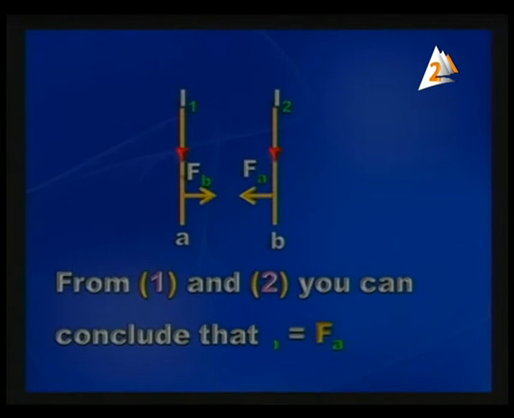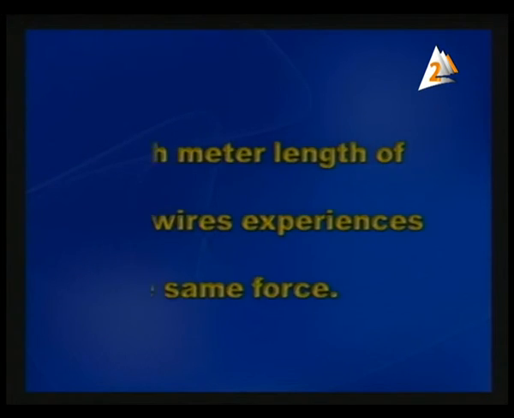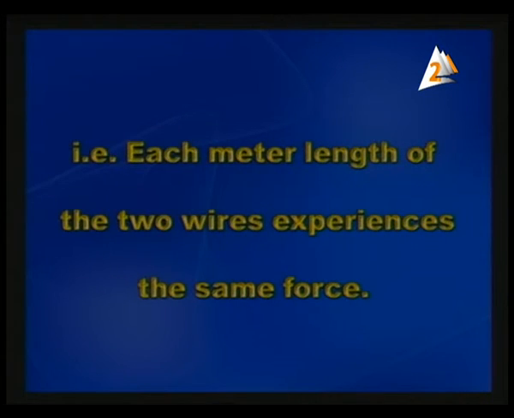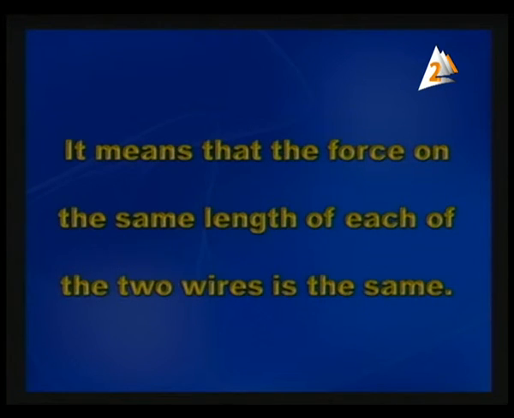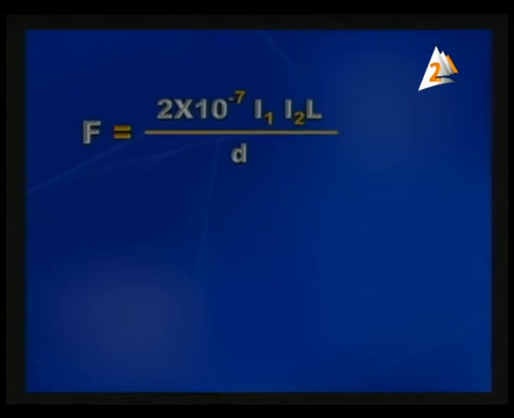From 1 and 2 we can conclude something. The two forces are equal. So it means each meter length of the two wires experiences the same force. It means the force on the same length of each of the two wires is the same. The force is equal to 2 times 10 to the power of negative 7 I1 I2 L over D. D is the distance between the two wires.